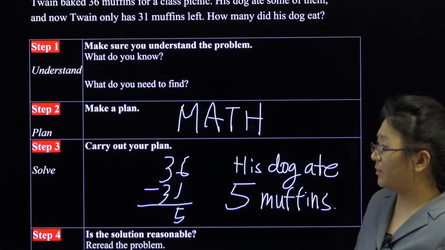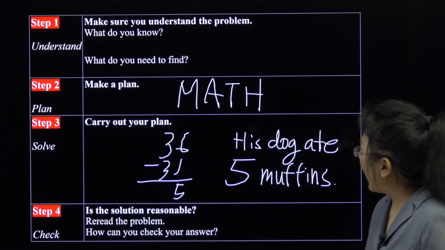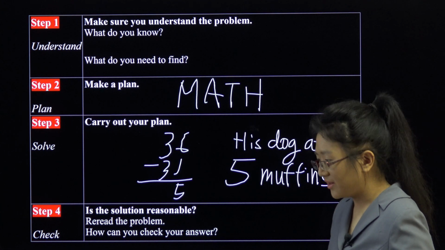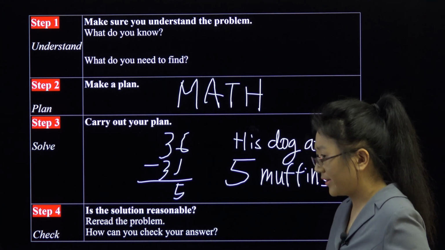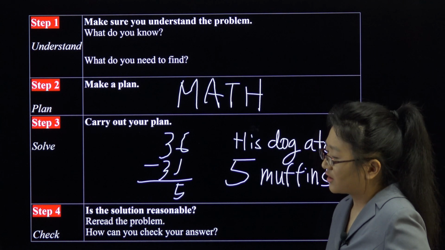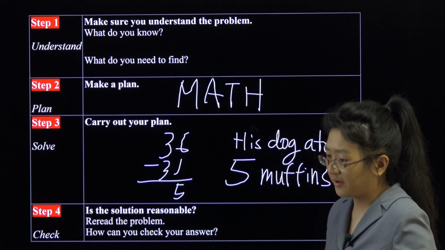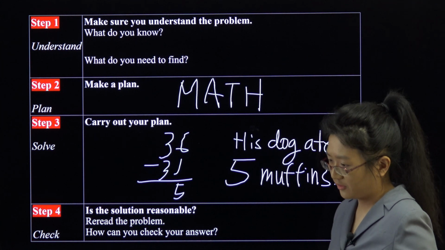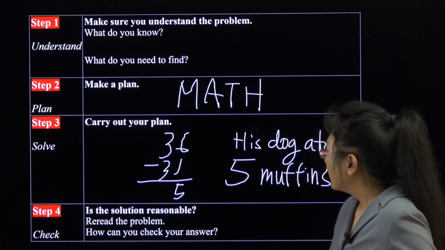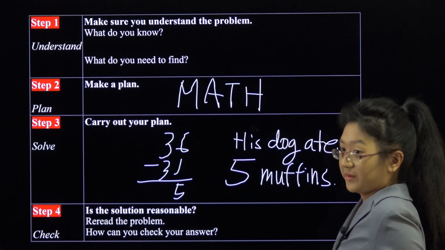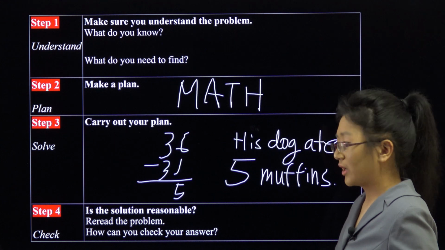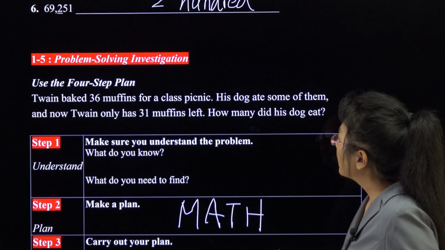Is the solution reasonable? Yeah, depending on the size of the dog. If it's a Chihuahua, then I'd be surprised if it ate 31. But if it's something like a Golden Doodle or a Great Dane, German Shepherd, one of the bigger breeds, Tibetan Mastiff, I wouldn't be surprised. Reread the problem to make sure that we got our facts straight.